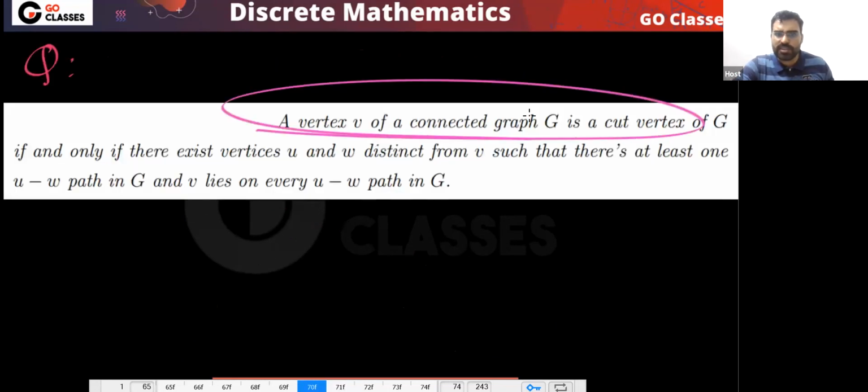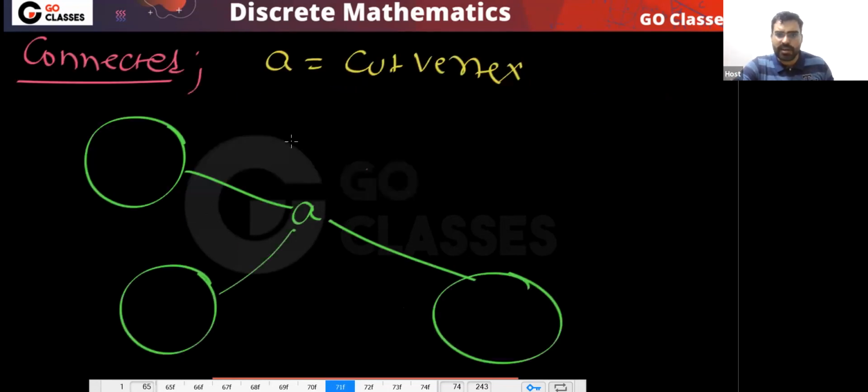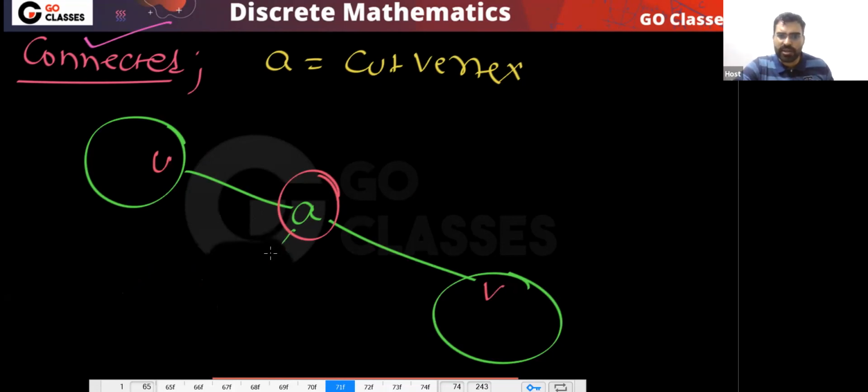Okay, the graph is connected and this is a cut vertex. It simply means that there is this vertex and this vertex, and every path will contain A. Every path must contain A. You must have at least 2 vertices.